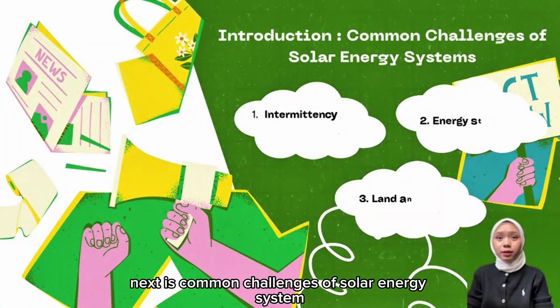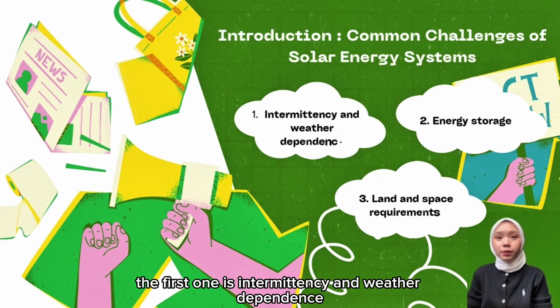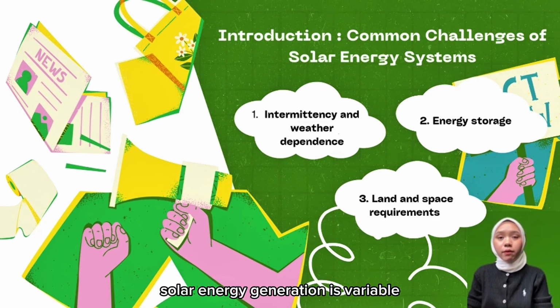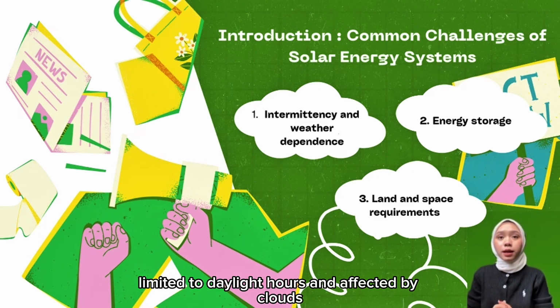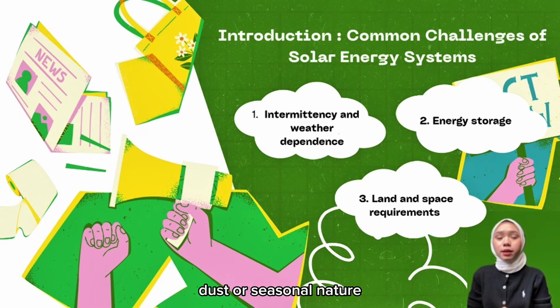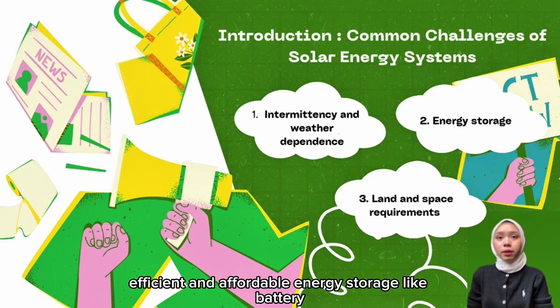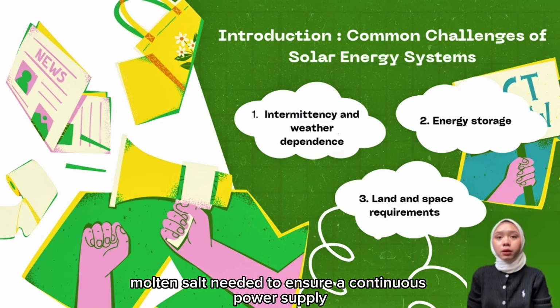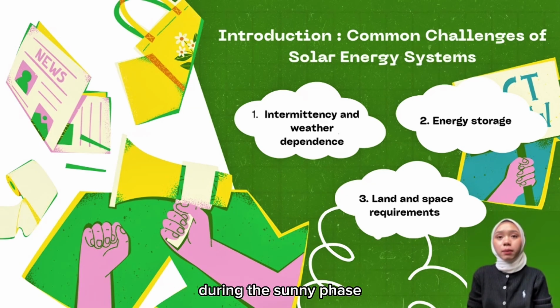Next is common challenges of solar energy system. The first one is intermittency and weather dependence. Solar energy generation is variable, limited to daylight hours and affected by cloud, dust or seasonal change. The second one is energy storage. Efficient and affordable energy storage like battery, molten salt is needed to ensure a continuous power supply during non-sunny periods.